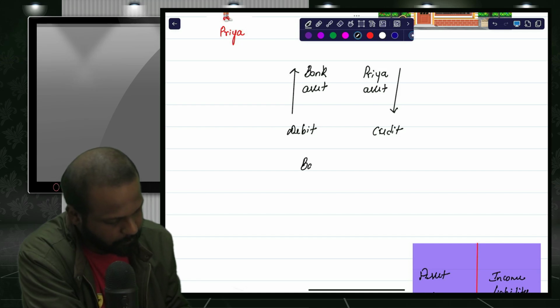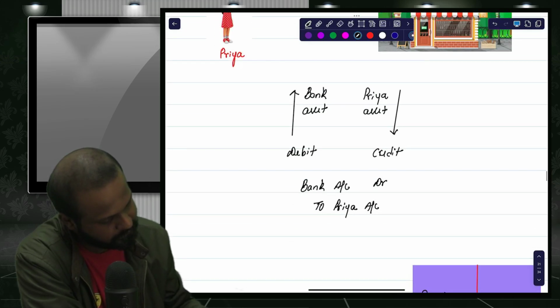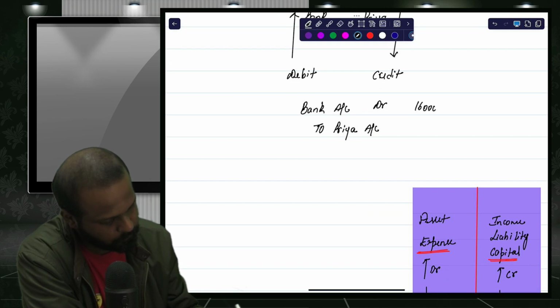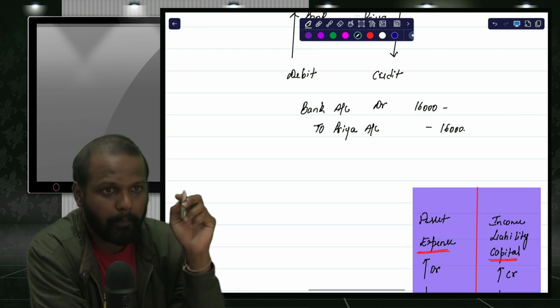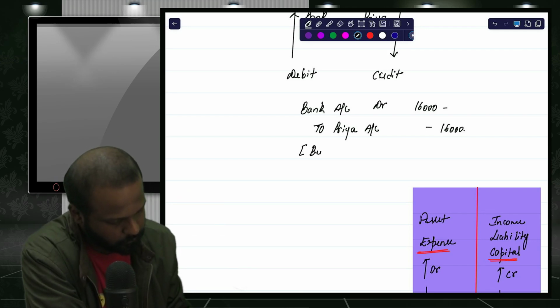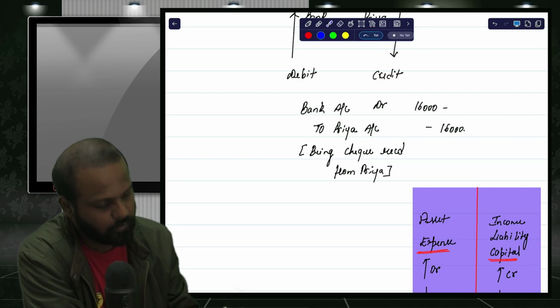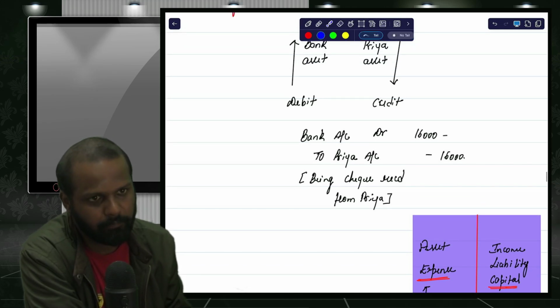So the entry will be bank account debit to Priya account 16,000. Bank account debit to Priya 16,000. Being check received from Priya.